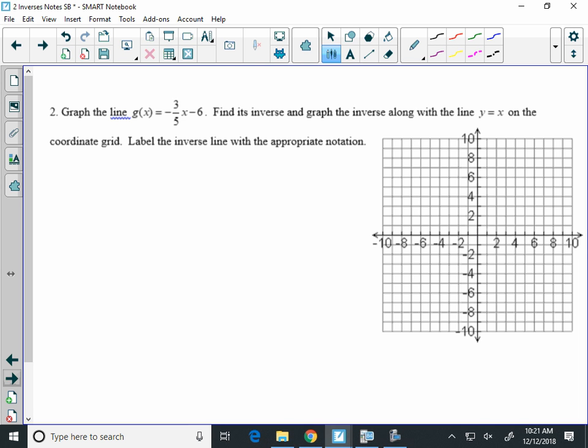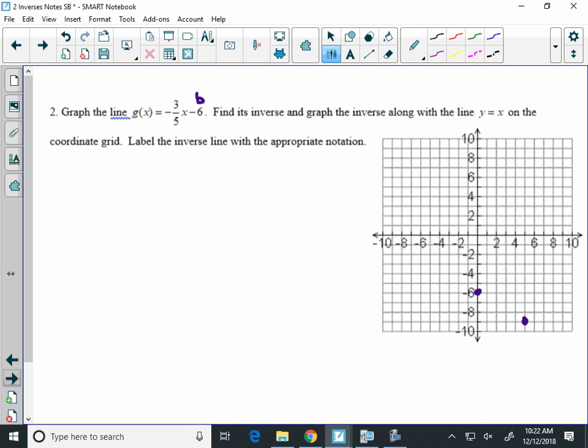Number 2, same kind of thing. We're going to graph negative 3/5 x minus 6. You doing okay, Maddie? All right, so to start here, we have to notice that our y-intercept is at negative 6. So that's our b. We plot a point. And then our slope is negative 3 over 5. So you're going to go down 3 and right 5. Remember, our slope is always up or down and then to the right.